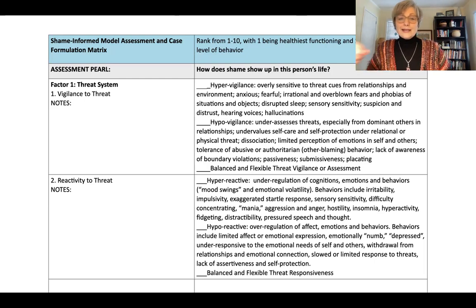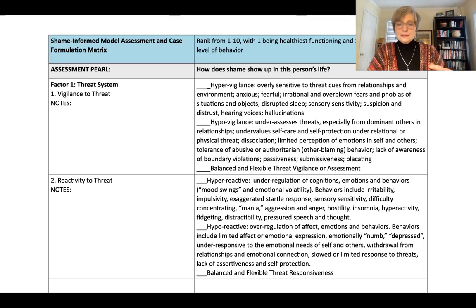And then we have reactivity to threat. Same thing. Are people hyper-reactive, with under-regulation, or high emotional volatility, irritability, impulsivity, sensory sensitivity, aggression, hostility, and hyperreactivity physically, or hyporeactive, with overregulation of affect, flat affect, right?